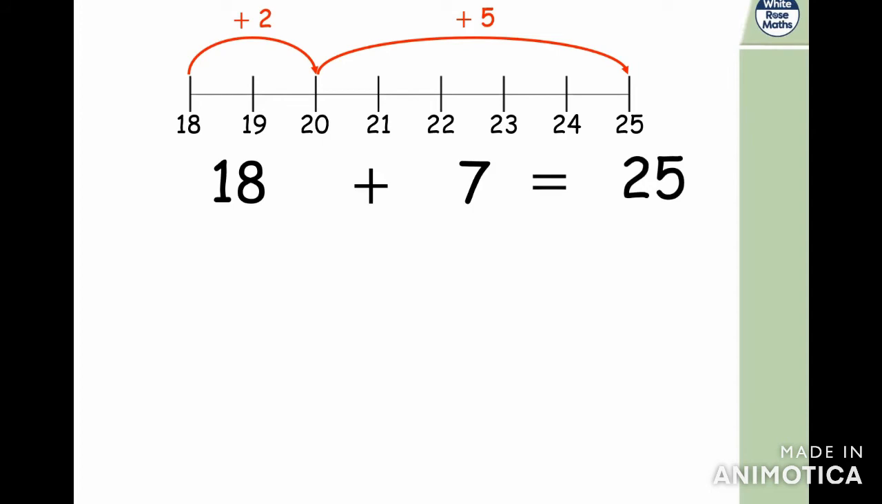And I've landed on 25. 18 plus 7 is equal to 25. And this is where the partitioning comes in. What I've done is partition the 7 into 2 and 5.